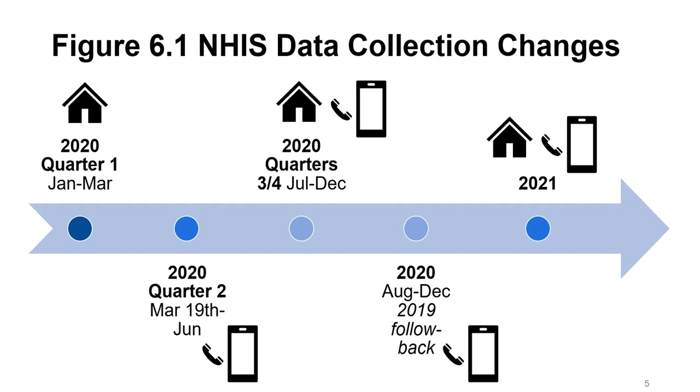Then from August to December in 2020, an additional data collection procedure was implemented by the NHIS. They implemented what was called the 2019 Follow Back Survey. This allowed them to go back into their records to find the telephone information of previous participants, and then they surveyed them again. So this is the first time that the NHIS has collected data to allow for longitudinal responses.